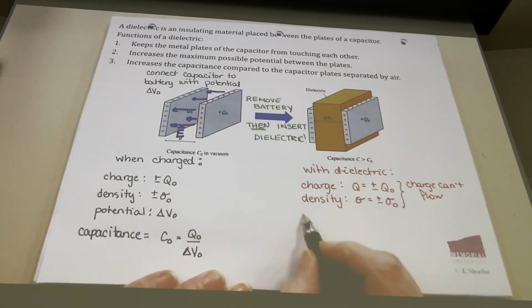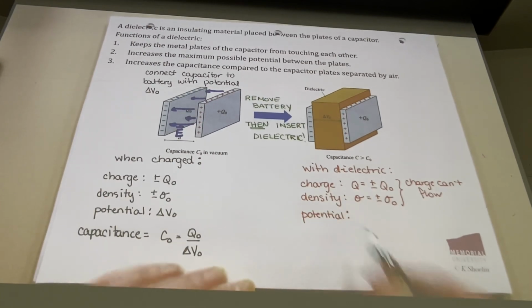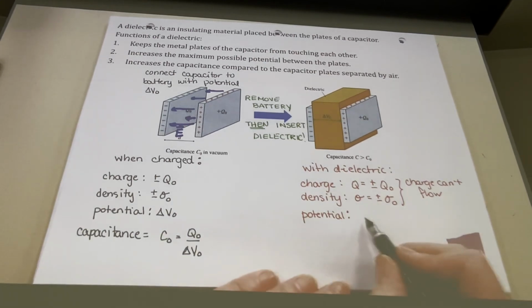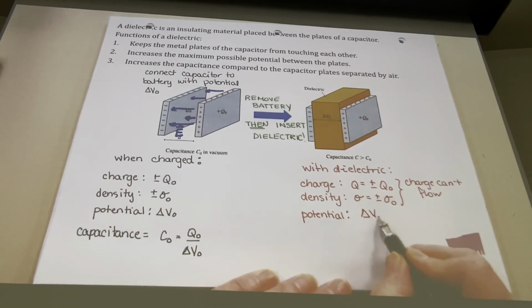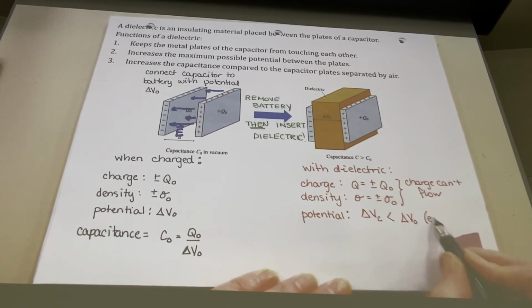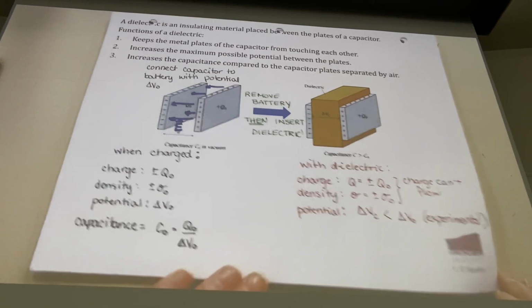The potential, and this is something we definitely see experimentally. So when we do this, we hook it up to a voltmeter. We see that the potential of the capacitor with the dielectric, delta VC, actually drops. So that's definitely true because we see it.